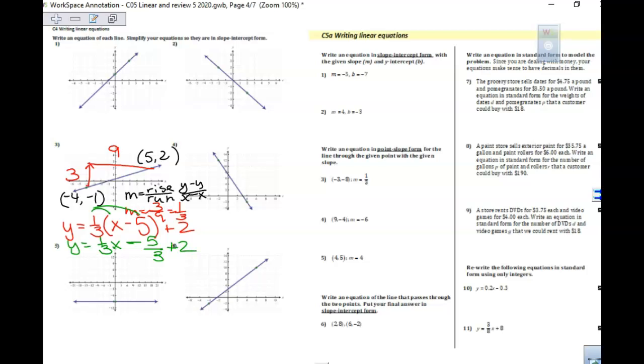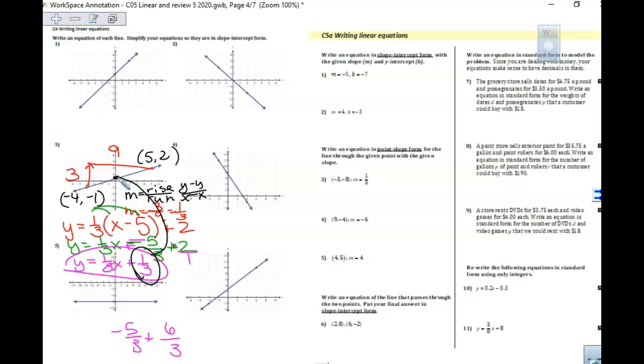When I'm adding fractions, I have to have a common denominator. This is 2 over 1, and I have negative 5/3. So I am really adding negative 5/3 plus, if I have 3 in the denominator, 6 over 3, since 2 over 1 is the same as 6 over 3. If I add those two together, my final answer for number 3 is y equals 1/3 x plus 1/3, from negative 5 plus 6. And if I look at this answer right here, this 1/3 matches right there. I would say that's a pretty good match.